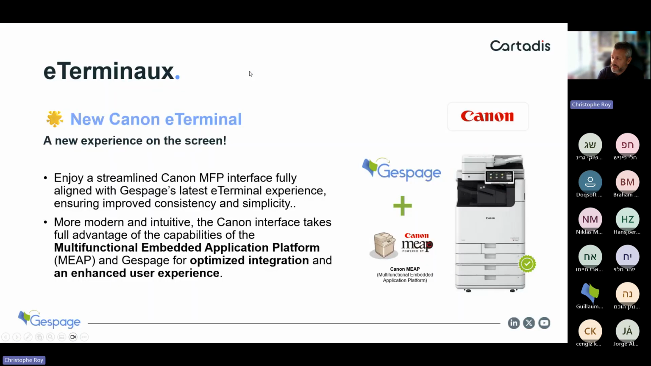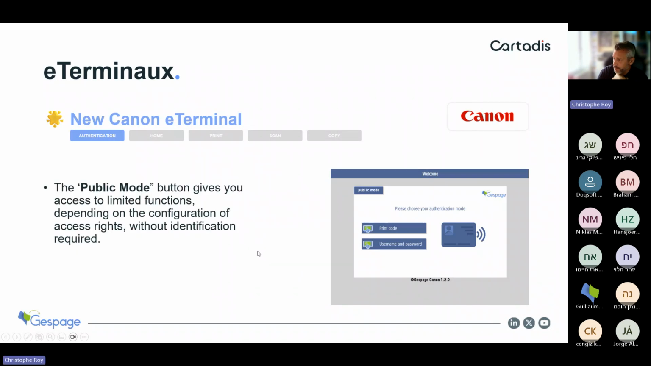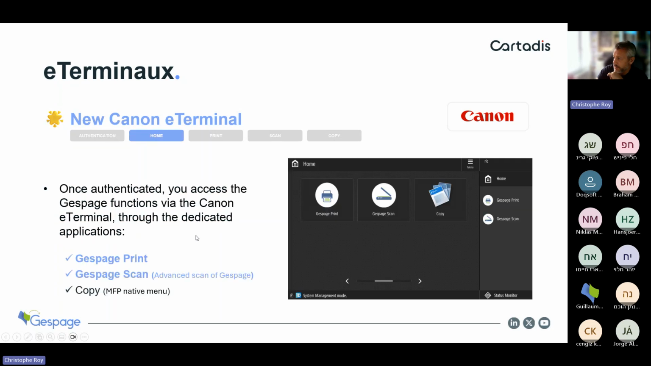So the Canon eTerminal is following a little bit the same path. So I'm going to be really quick on this one. So we rely on the MEAP interface, which is the proprietary interface of Canon. Once again, we've got the possibility to connect with the welcome screen of Gespage, multiple options to connect, to give all the flexibility to different type of customers. We've got what's called the public mode as well, allowing also to enable the print a bit more freely in public. Yeah, so it gives access to limited functions in public mode. So that's something else on the Canon interface.